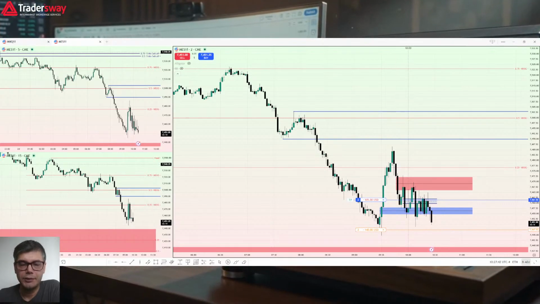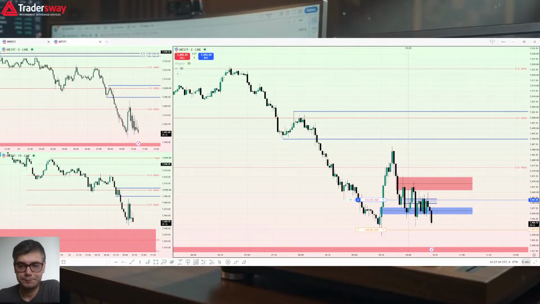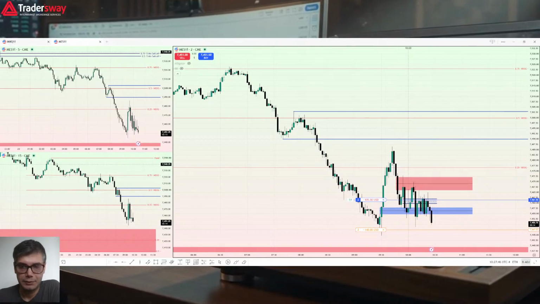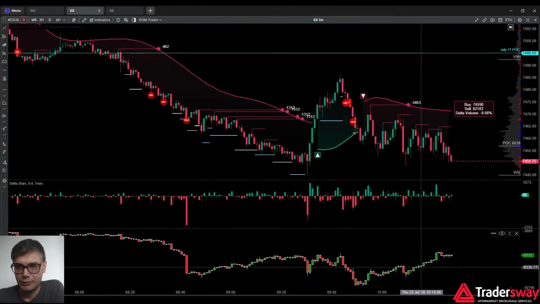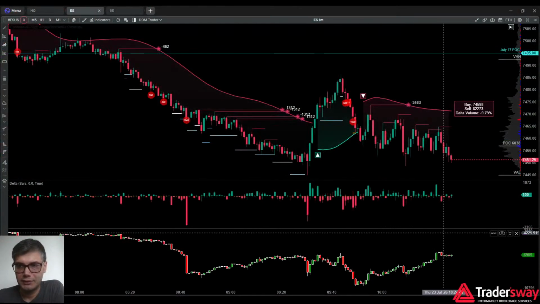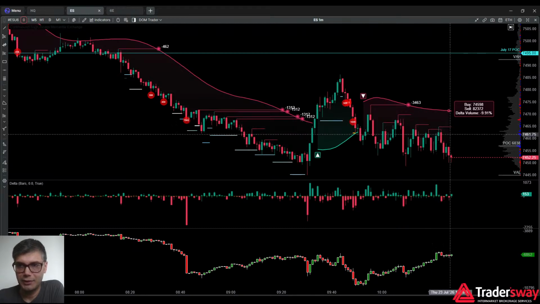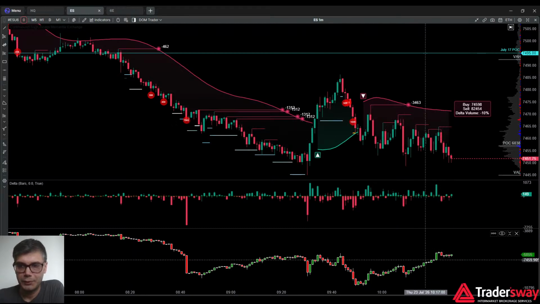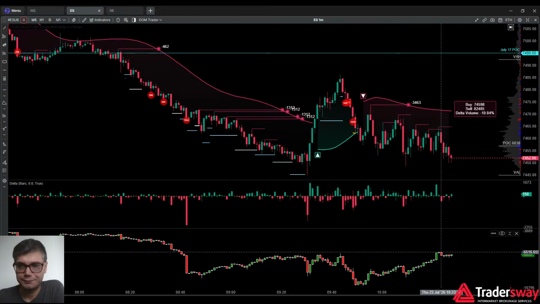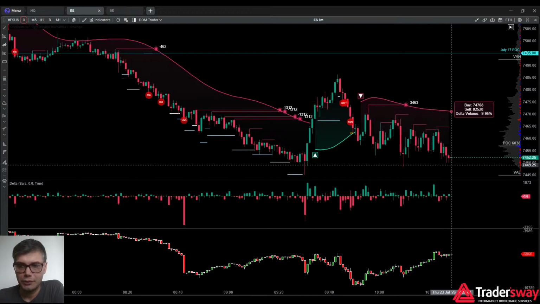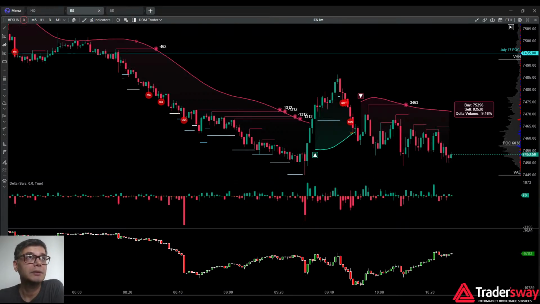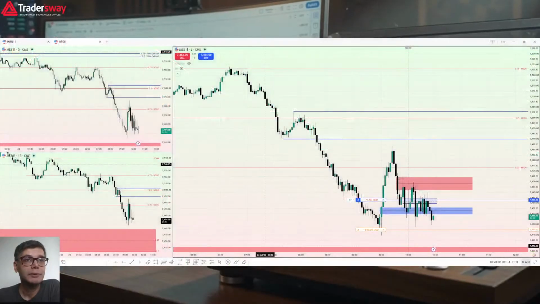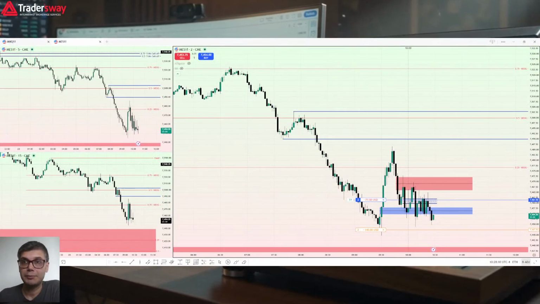On ES, buyers are being absorbed. So we have positive delta, but the price is failing to make a new high. We do have aggressive buyers. So a bullish leg could be on the horizon in the PM session, or maybe later after the manipulation is over.